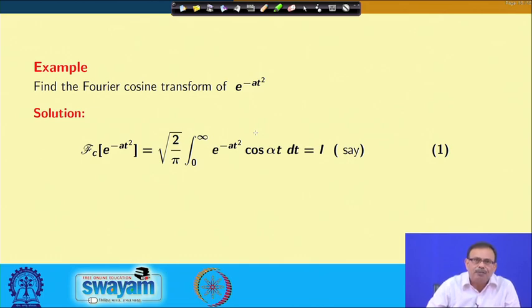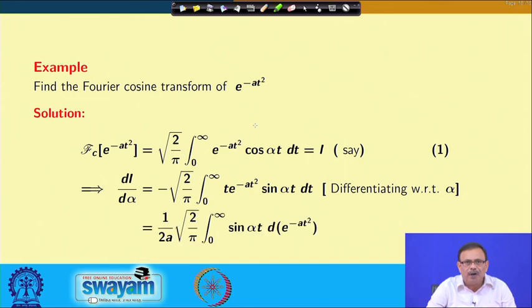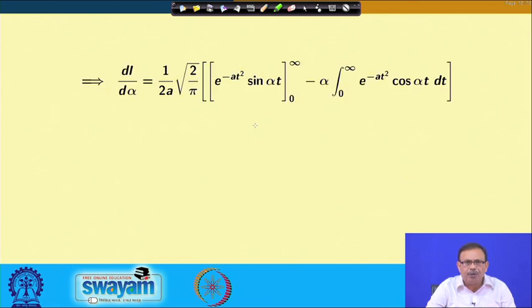By the definition of Fourier cosine transform, I am writing this integral, and now I am differentiating with respect to alpha to obtain dI d alpha. I am using integration by parts. The first part will be 0 and the second part is nothing but I. So, you will obtain dI d alpha equals minus alpha by twice a into I.